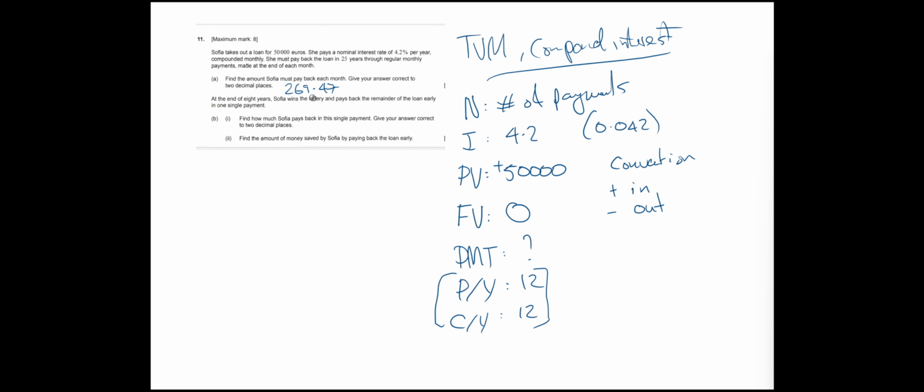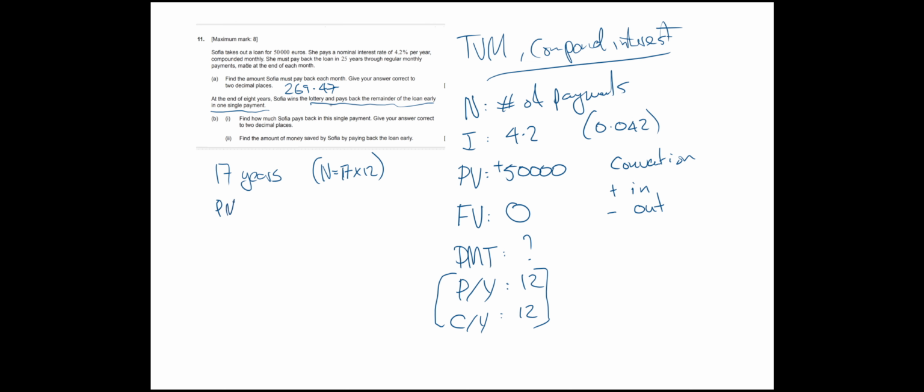So the second part, B here, is she wins the lottery and pays back the remainder of the loan early in one single payment. How are we going to do that? Well, we're going to treat it as if she has a loan. We're going to say she has a loan for the remaining 17 years. So the number of payments is going to be 17 times 12.